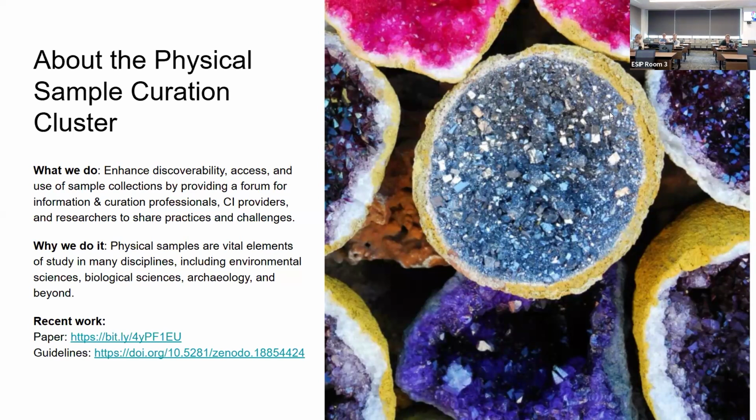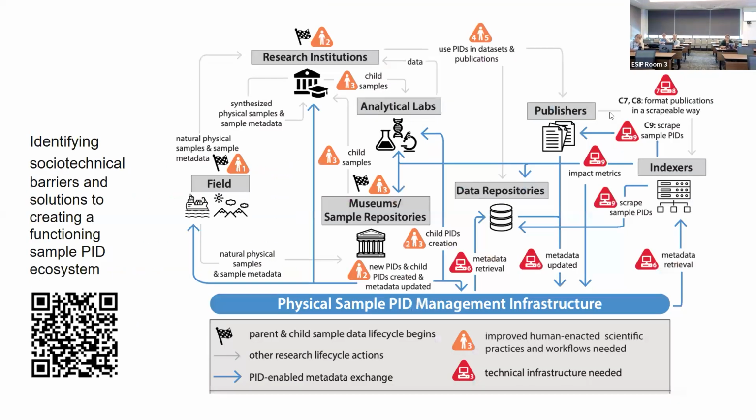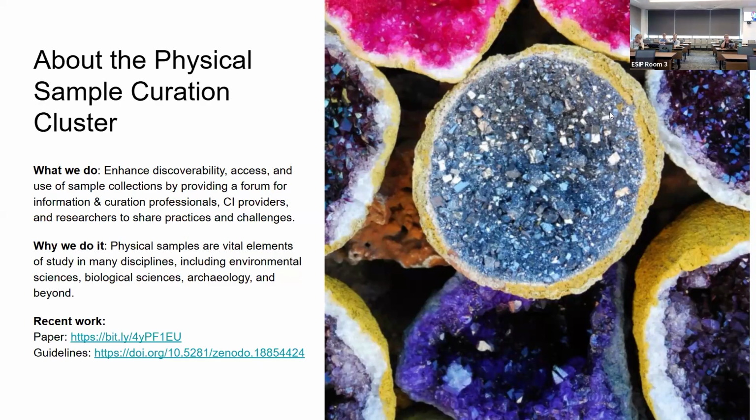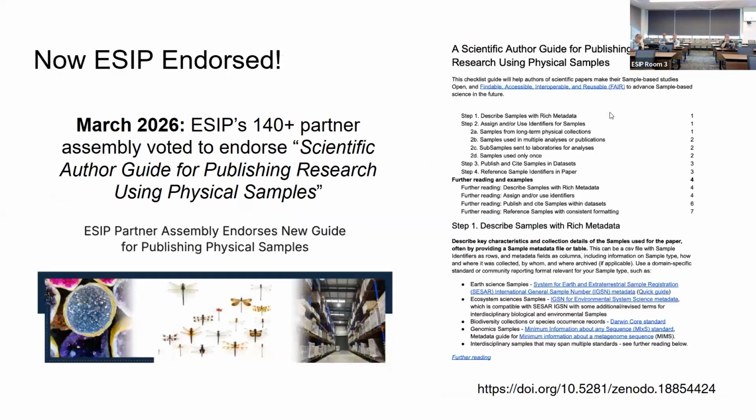Some recent work, a big effort over the last couple of years, has been developing this sample curation scientific author guide for publishing research using physical samples, aka citation guidelines for researchers. We want to make it easier for researchers to cite samples in their publications so that collections can better see what's being done with their collections, and so that we can better create that network of data resources related to sample collections.